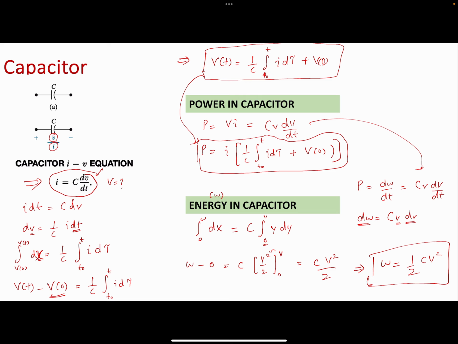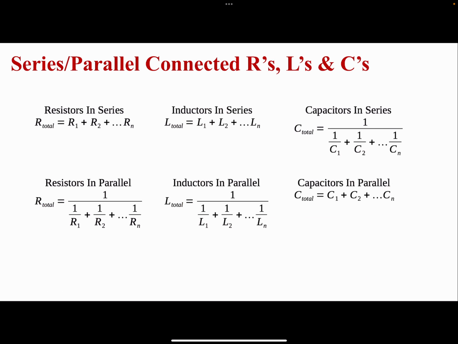And finally, here are some important equations. I think you already remember that, but just to give you a summary on a single slide. We talked about resistors in series. When the resistors are connected in series, the total resistance is the summation of all of them. When the resistors are connected in parallel, the total resistance is the inverse of 1 over R1 plus 1 over R2 plus 1 over Rn.